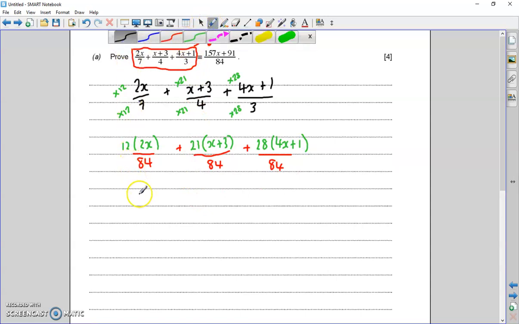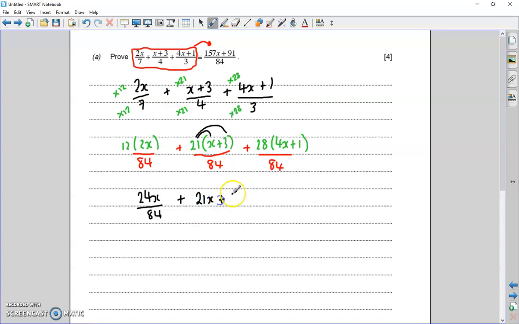Okay, so we times by 12 on the first one. What does that give us? It gives us 24x over 84. Then we get 21x plus 63 all over 84. And then we get 56, what's that, 112x. I should have worked out these answers before I started. Plus 28 over 84, and if I've done all of that properly, I know what the denominator is going to be, it's going to be 84.